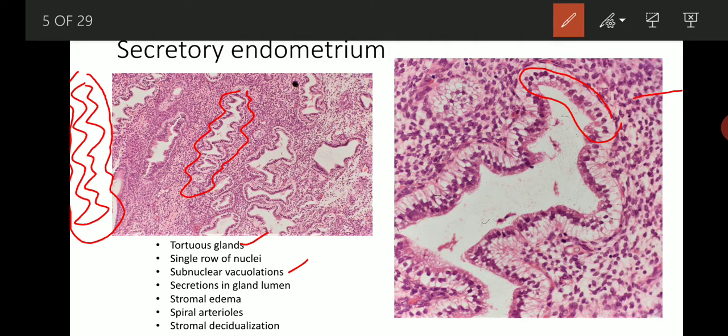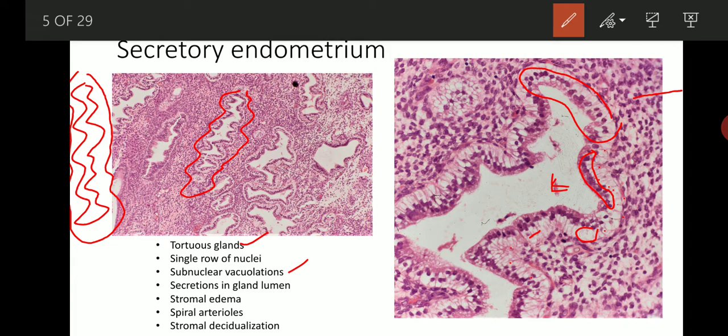Vacuoles appear within the epithelium. The secretory phase is usually divided into three: the early, mid and late. In the early secretory phase, you will see the vacuoles appear beneath the nucleus. As you can see in this picture, the nuclei are towards the lumen. This is the lumen. Nuclei are towards the lumen, and vacuoles are present beneath the nucleus. Hence the name subnuclear vacuolations.